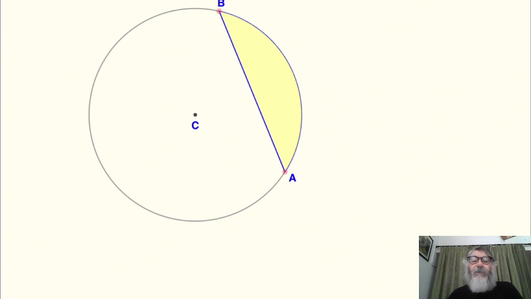We had also discussed with you the segments. Now I'm going to show with the help of this figure what a segment is. According to the definition, the area included between a chord and the circumference, or part of the circumference, is called a segment.